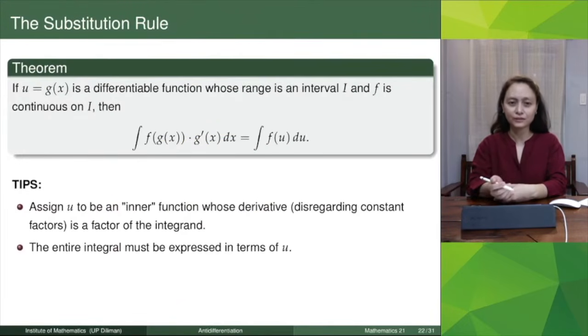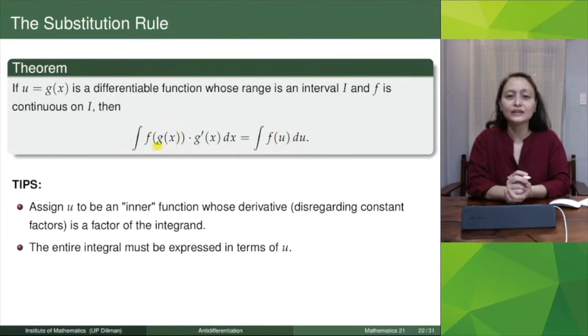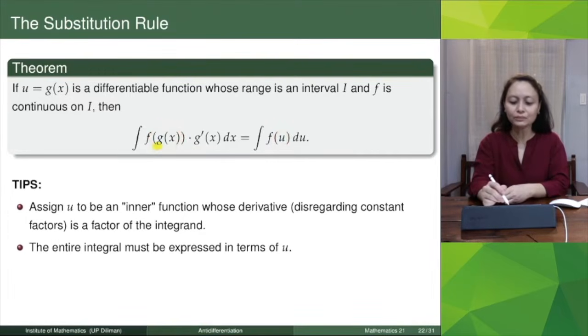Okay, we state this in a theorem. So, the antiderivative of f of g of x times g prime of x dx is equal to the antiderivative of f of u du. So para hindi magulo, yung g of x, palitan nyo na lang ng u. Okay, and then du will be equal to g prime of x dx. Ang condition lang natin dito, g of x is a differentiable function whose range is in the interval I and f is continuous on that interval I.